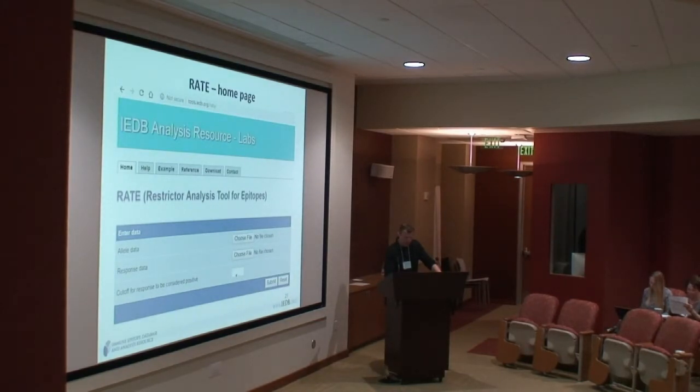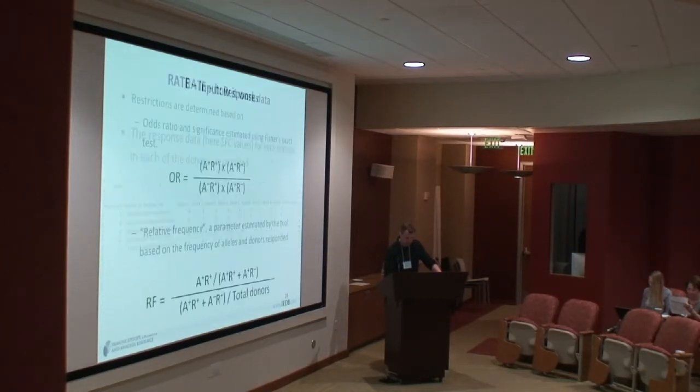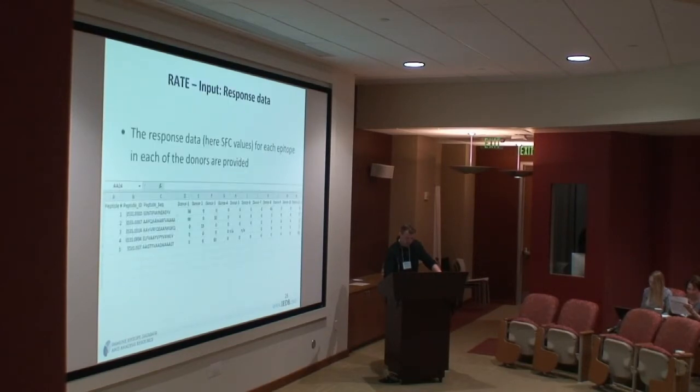And there's a threshold, I think that was back here, yeah. We typically use a threshold of 20 or higher as what we consider a positive response. That is then used to define that these donors are responding to this peptide, but not this peptide.